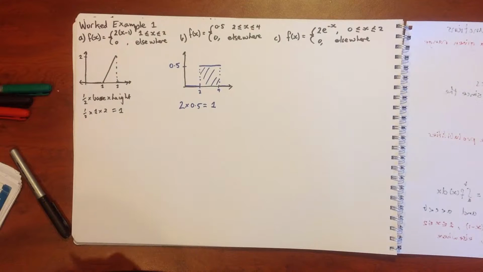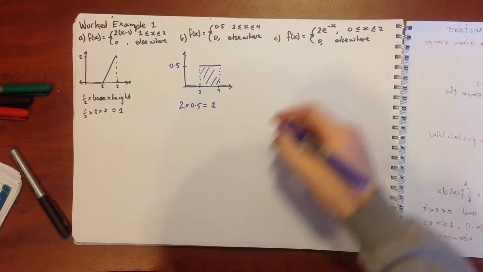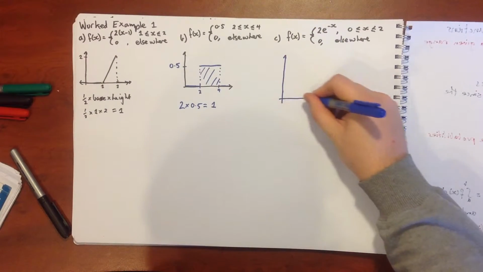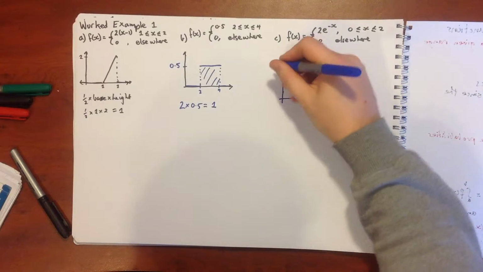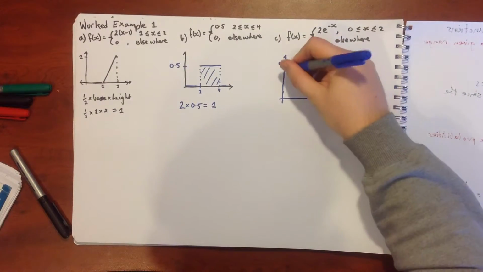When we have a look at part C, our function is 2e to the negative x between 0 and 2. So when we graph this, we start up here at 2, and we come down to 2.